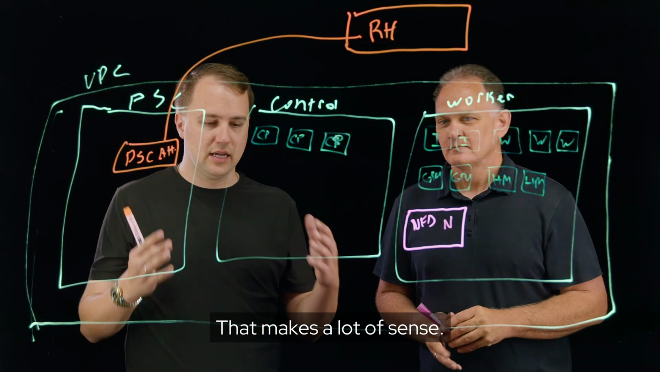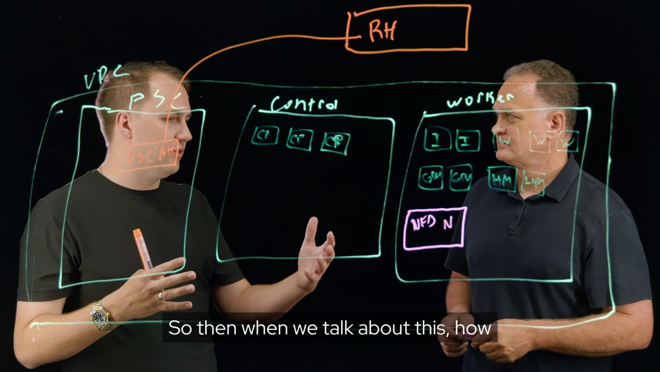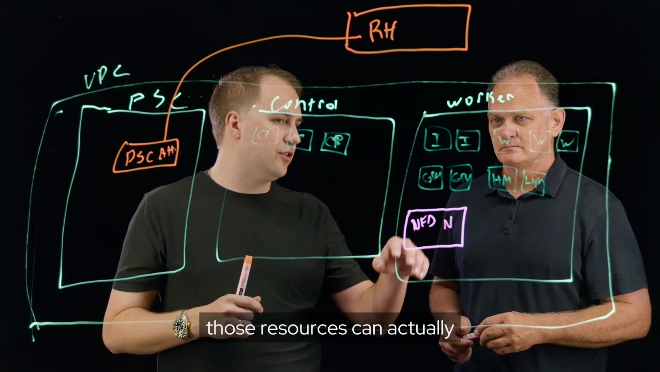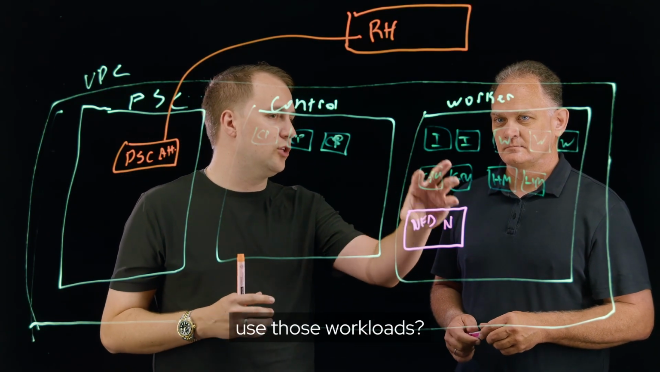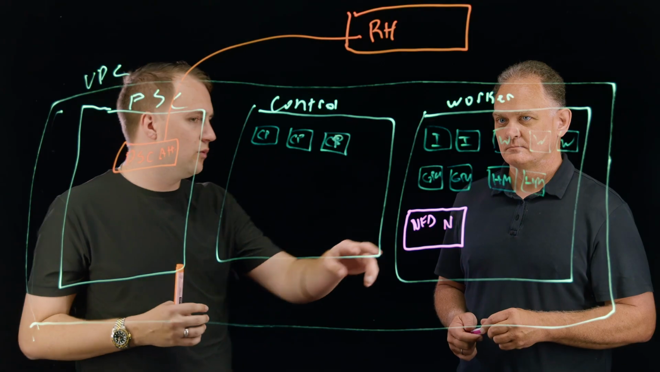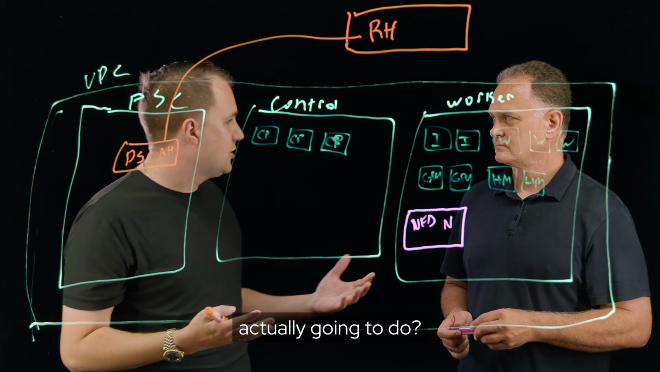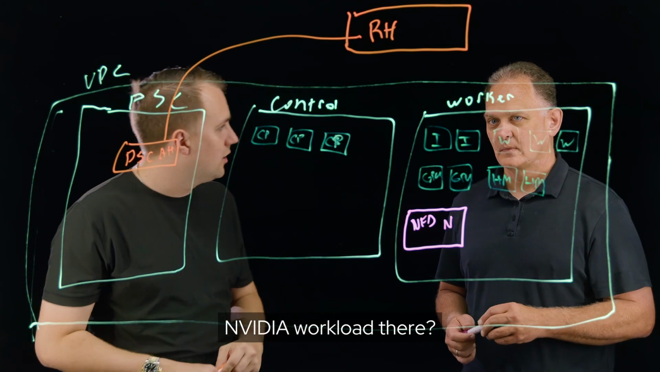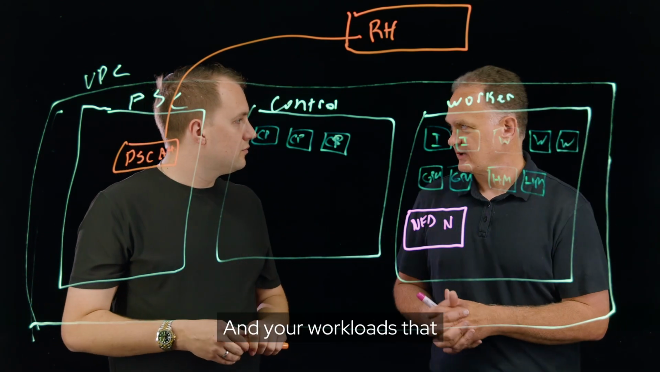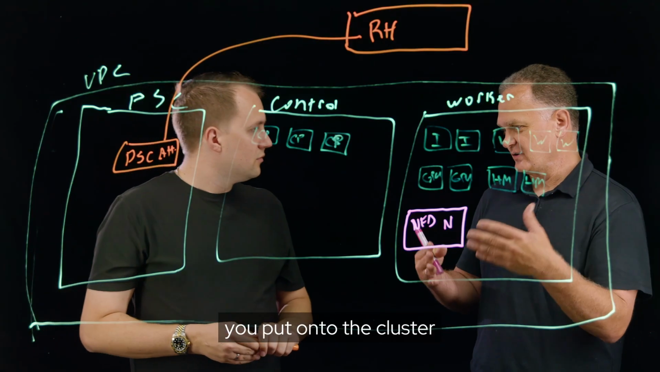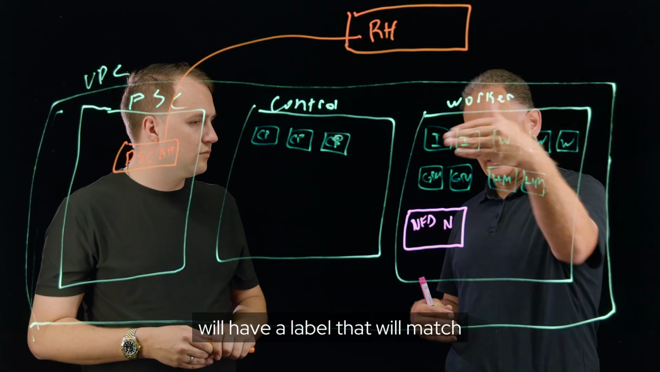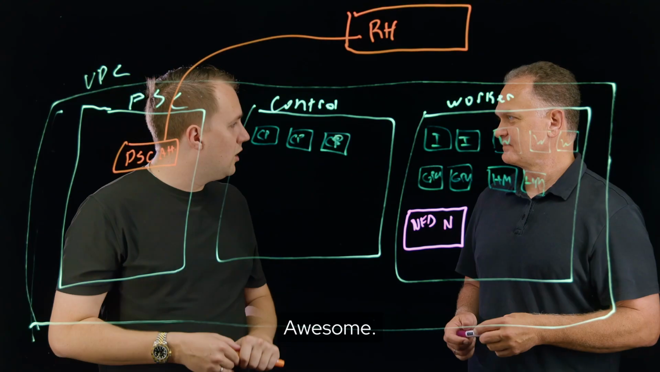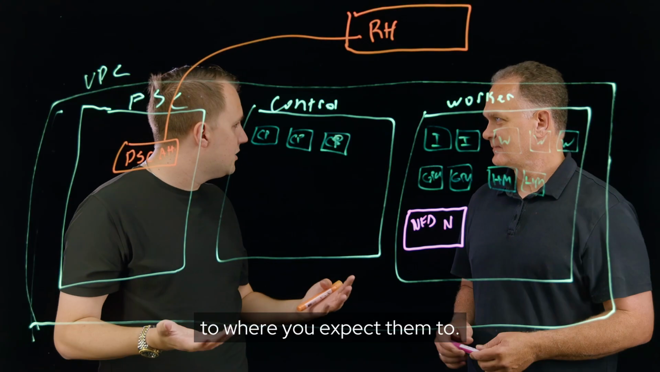Awesome. That makes a lot of sense. So then when we talk about this, how do we make sure that those resources can actually use those workloads? Like so the node feature discovery, what is it actually going to do? It's going to scan them, and then how does it know to put the NVIDIA workload there? It's going to scan the labels, and your workloads that you put onto the cluster will have a label that will match with the node in the cluster. Oh, awesome. That way you can make sure that they go to where you expect them to.